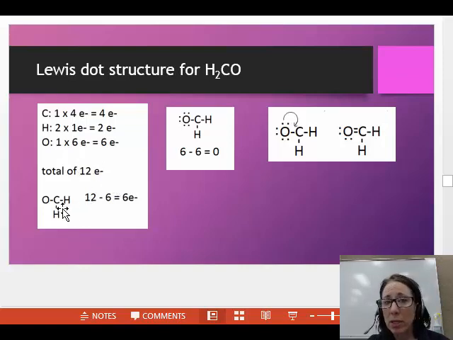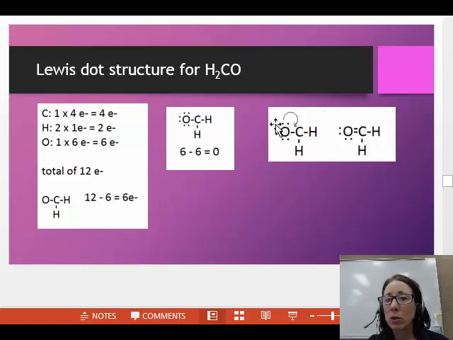We are told that carbon is the central atom, and when we draw a single bond between carbon and each outer atom, oxygen and the 2 hydrogens, we use 6 electrons and have 6 electrons left to distribute as lone pairs. When I distribute these 6 electrons on oxygen as lone pairs, we see that oxygen does fulfill the octet rule, but carbon does not. Carbon only has 2, 4, 6 electrons.